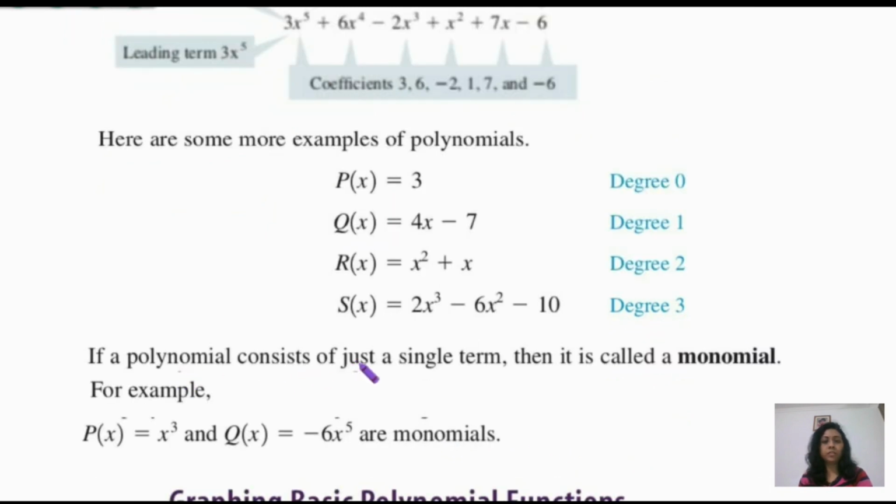If a polynomial consists of just a single term, then it is called a monomial. For example, P(x) is equal to x^3 and Q(x) is equal to minus 6x^5 are monomials because there is only one term.